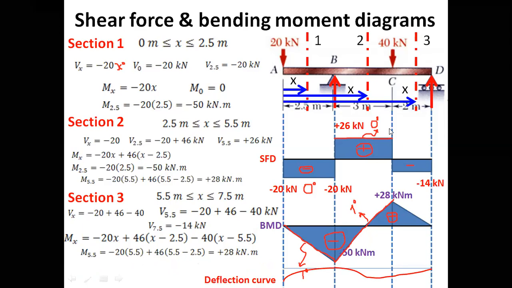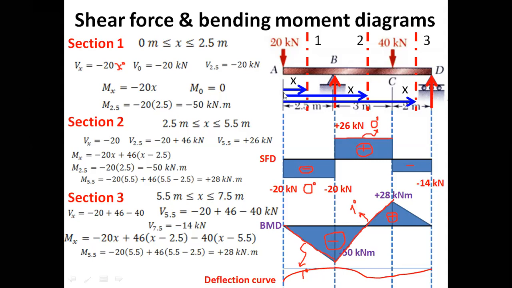We could also draw the deflection curve, that is how the beam would bend. So if you look here, these are the support locations. At the support, the deflection would be zero. So here the deflection would be zero. Here the deflection would be zero. However, the deflection would occur in between these 2 points and also here.